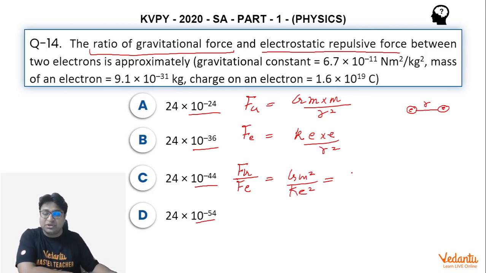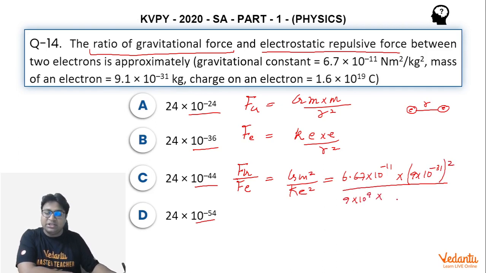So let's do that. G is approximately 6.67 into 10 raised to power minus 11. m square will be 9 into 10 raised to power minus 31, square of this. Divided by k, which is 9 into 10 raised to power 9, and e square will become 1.6 into 10 raised to power minus 19, square of this. Okay, so we have to find out which of these four options will be closest to this calculation.